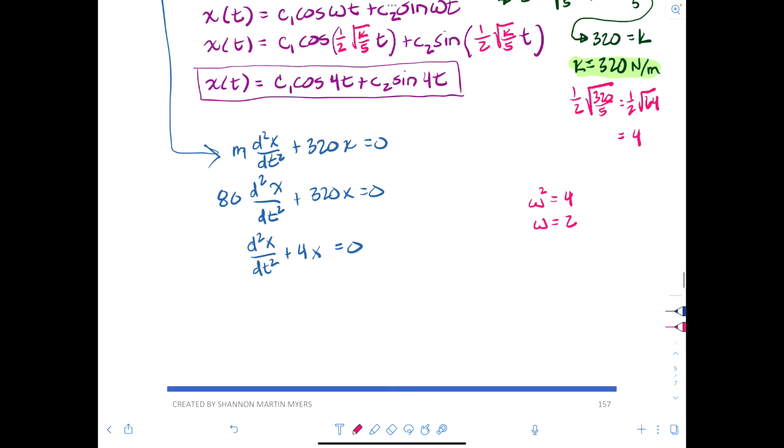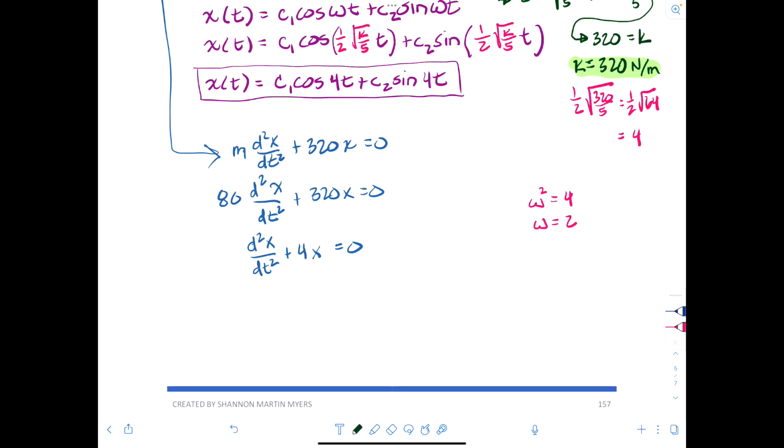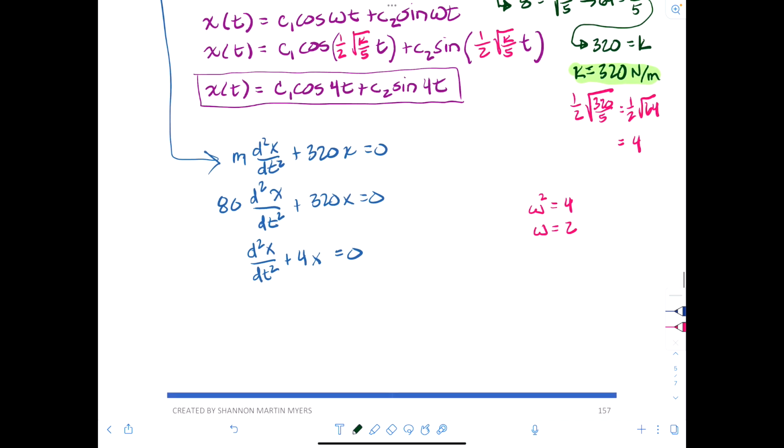All right, well, let's go ahead and take a look at what we have going on. So now they want us to find the frequency for this. Our frequency is omega over 2 pi. Well, what's our omega? Beautiful. 2, in this case, over 2 pi, which will be 1 over pi.